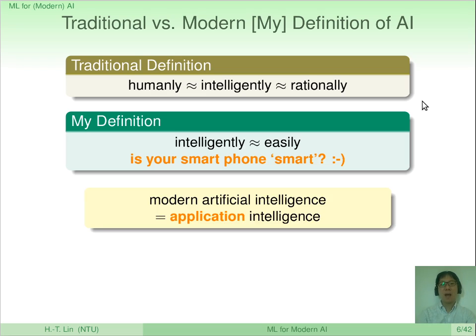And following this, I want to make a new definition of modern artificial intelligence. I think modern artificial intelligence is more about applications. We can call it application intelligence. If we find the application easy to use, we call the application intelligent in some way. And if the application is super hard to use, then maybe it's not smart enough and so on. So if we look at modern artificial intelligence, really easy to use, being more like an application is the key here.